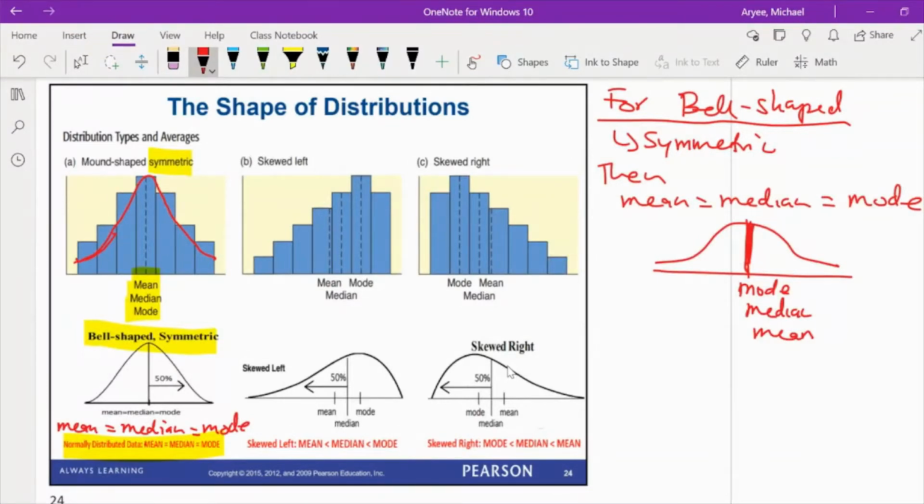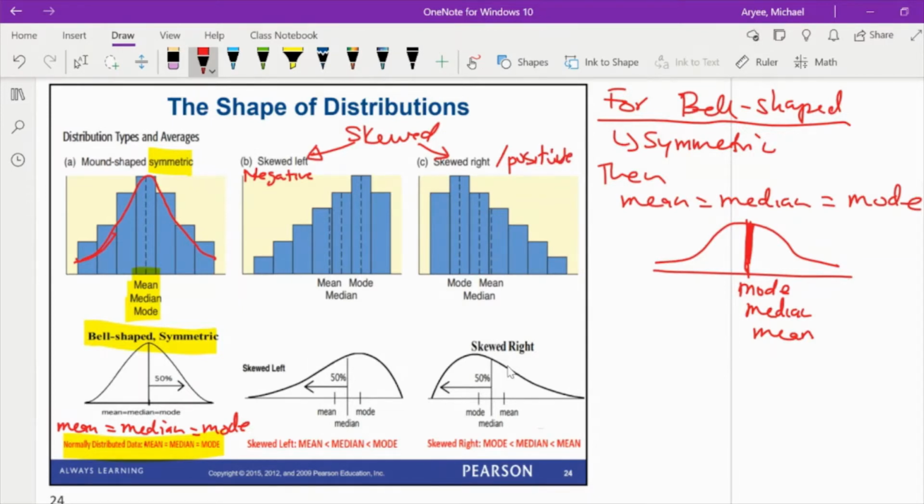Okay. Now, if it is not symmetrical, then the distribution will be skewed. We have skewed to the left and skewed to the right. Skewed to the left is also called negatively skewed. Skewed to the right is also called positively skewed.